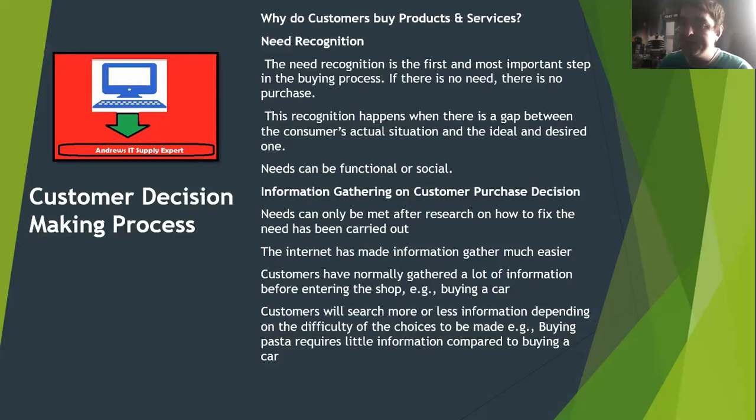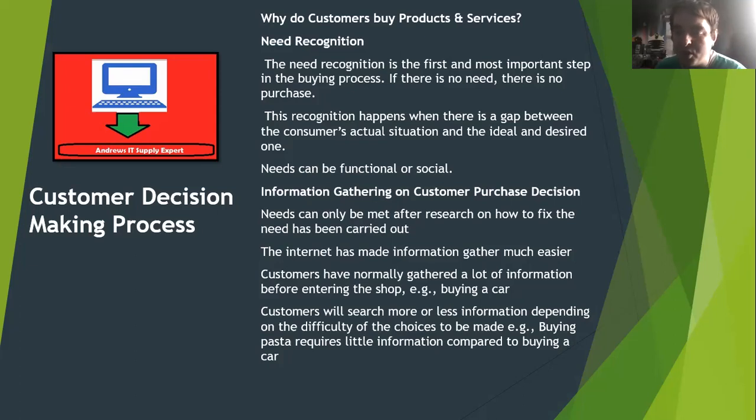The second heading is information gathering in the customer purchase decision. Needs can only be met after research has been carried out on how to fix the need. The internet itself has made information much easier to find online. Customers have normally gathered a lot of information before entering the shop or store department, for example when buying a car or a computer or a laptop, whatever the customer is buying.